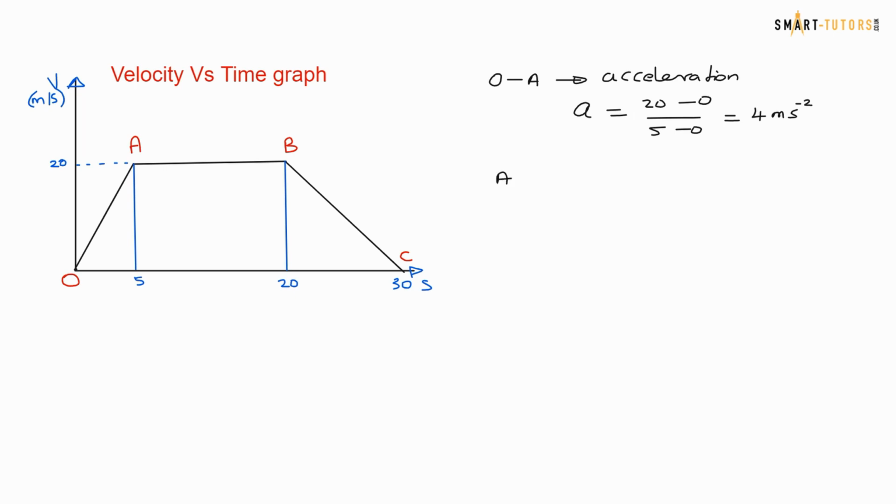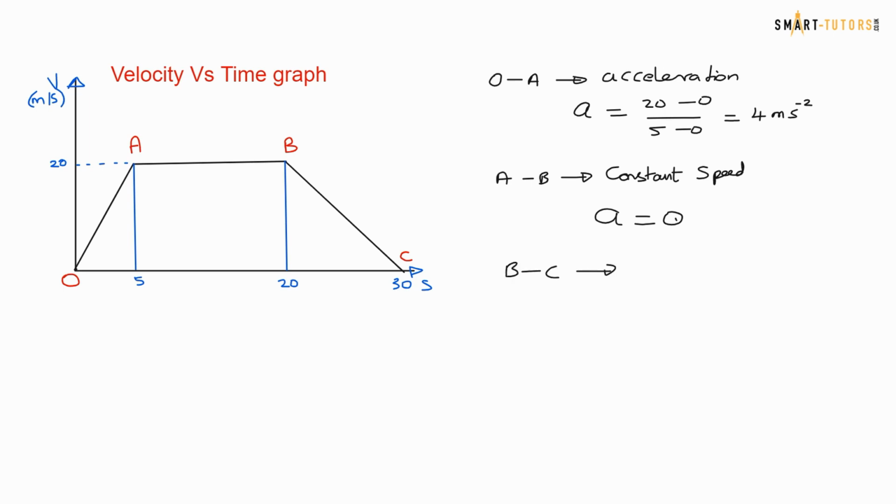A to B journey is what? Constant speed. So A to B journey is constant speed. So 20 meter per second. Time is going, so it is maintaining the speed constantly. So acceleration is 0. B to C, you are slowing down.